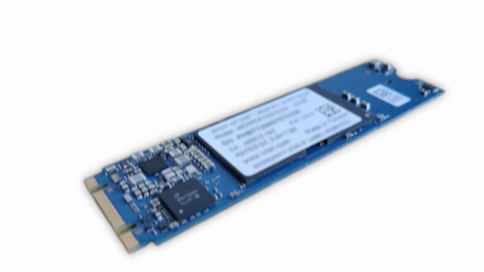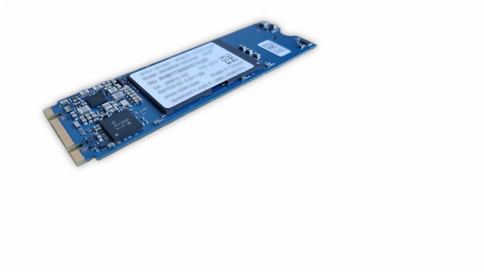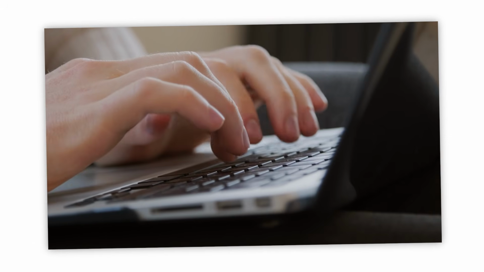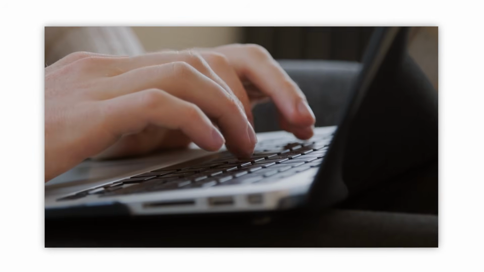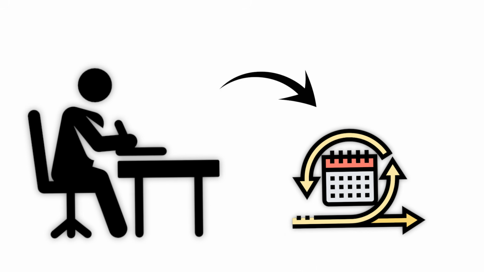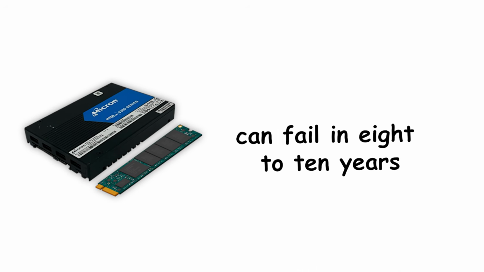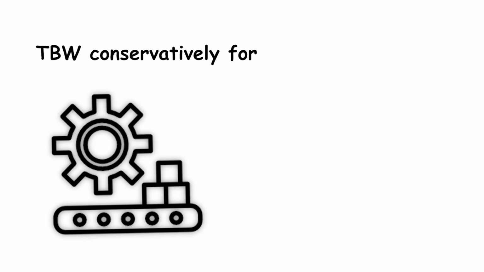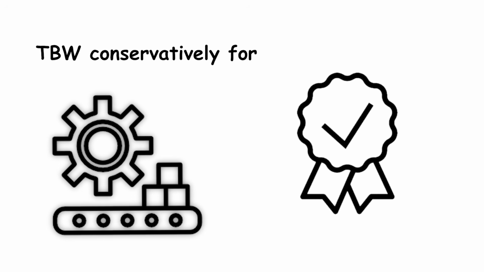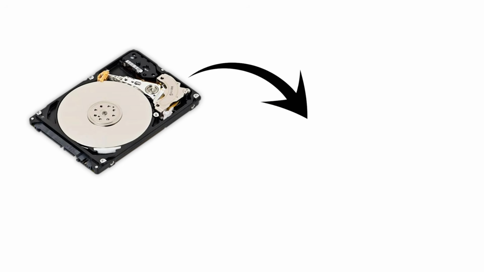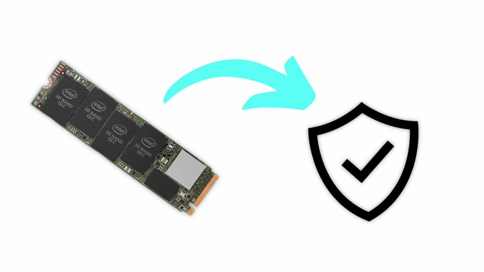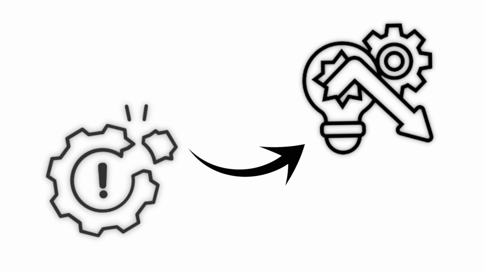Real-world math: a 1 terabyte QLC drive rated for 150 terabytes of writes before warranty expiration. For normal users writing 10 to 20 gigabytes per day, this is 20 plus years. For power users writing 50 plus gigabytes daily, QLC drives can fail in 8 to 10 years. The endurance lie: manufacturers rate TBW conservatively for warranty protection. Most drives survive 3 to 5 times their rated endurance, but QLC drives have a steeper failure curve. When they start failing, they fail fast.